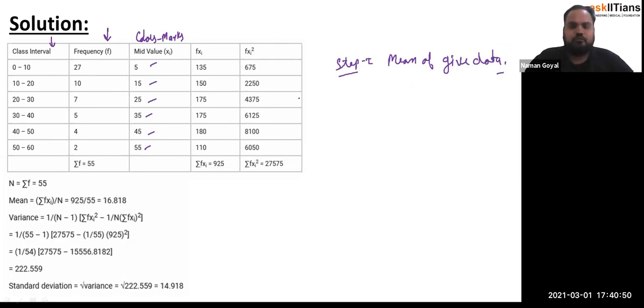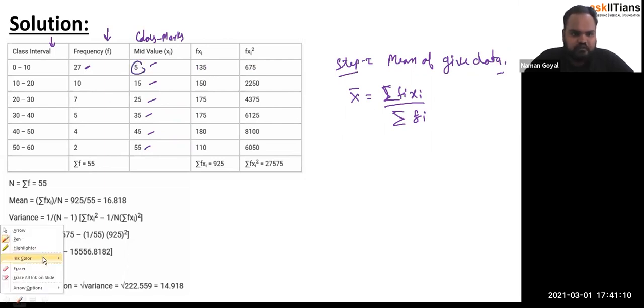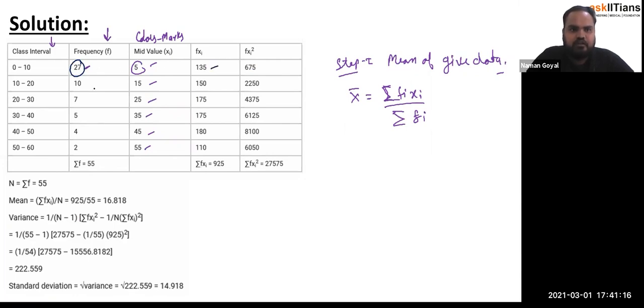So for mean, x bar, the formula is summation fi xi upon summation fi, right? So for summation fi xi we have to draw the table of fi xi. We have to multiply these two quantities, right? So 27 into 5 is 135, 10 into 15 is 150, 7 into 25 is 175, 5 into 35 is 175, 4 into 45 is 180, 2 into 55 is 110, right? So if you add them all, you will get 925.